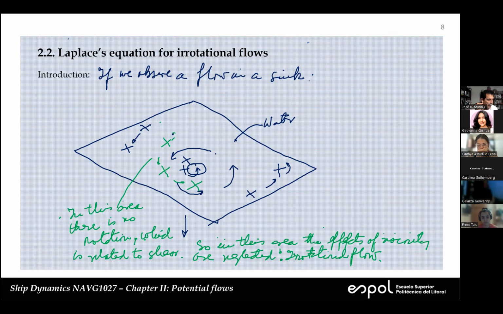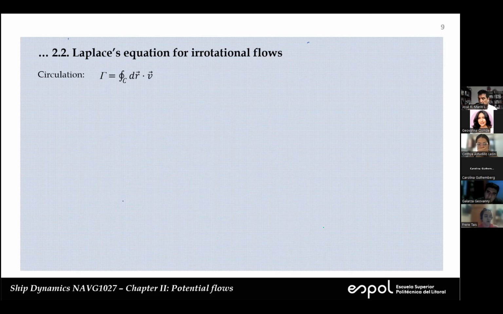That's what it's coming. So that means that in general, if we are away from these regions where you have a lot of shear influence, that's viscosity influence, we can assume that the flow is irrotational. That means that in this region, the viscosity is not important. And in these regions, as I'm going to explain in the next slide, the circulation is null, is zero. So this is the definition of the circulation.